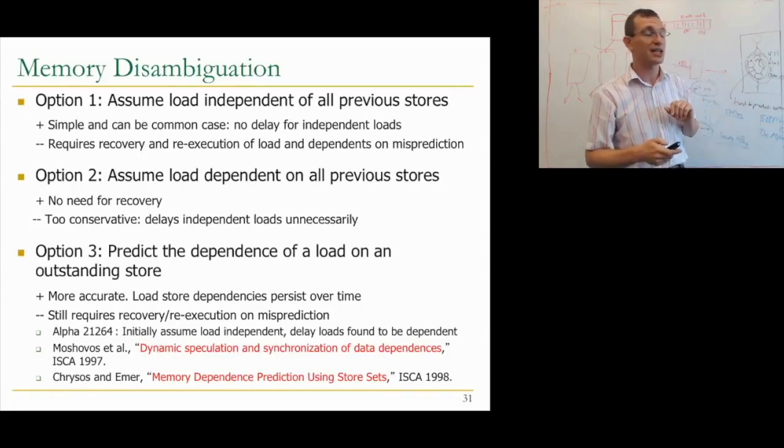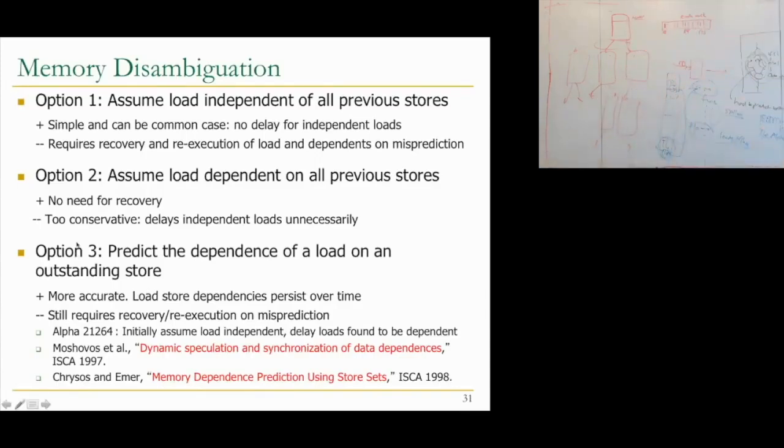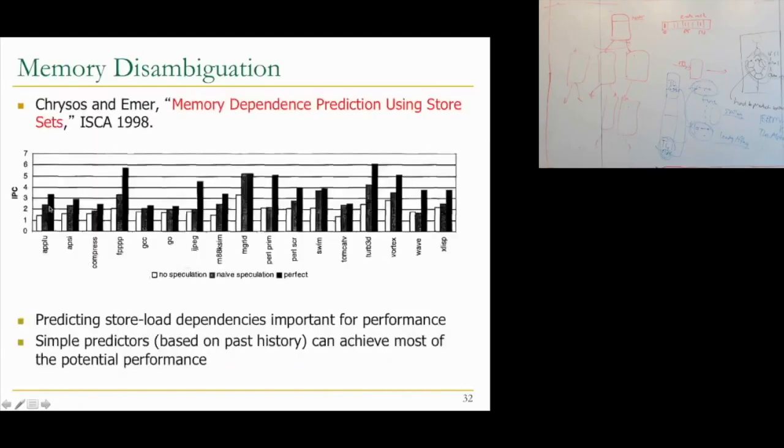compared to both option 1, which is aggressive, and option 2, which is conservative. And this is one example from the Chrysos and Emer paper. It shows the IPC on the y-axis and different benchmarks on the x-axis. It shows the conservative approach, which is no speculation. And you see that the conservative approach is quite bad in most cases; the IPC is low. Actually, it's the lowest in most cases.